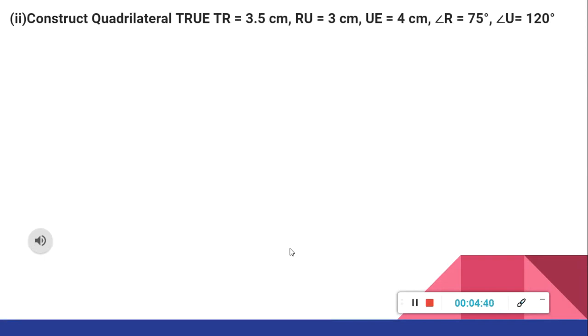Now let's construct question number 2 of Exercise 4.4. Construct a quadrilateral TRUE with TR 3.5 cm, RU 3 cm, UE 4 cm, angle R 75 degrees and angle U 120 degrees. Let's see the steps.